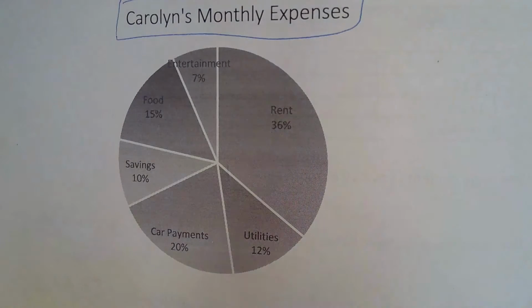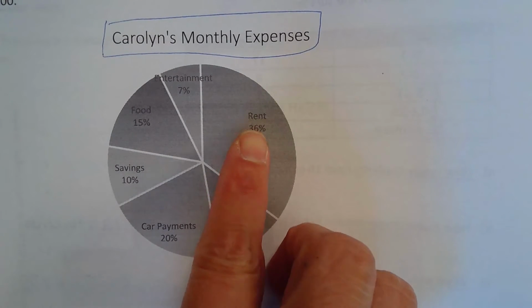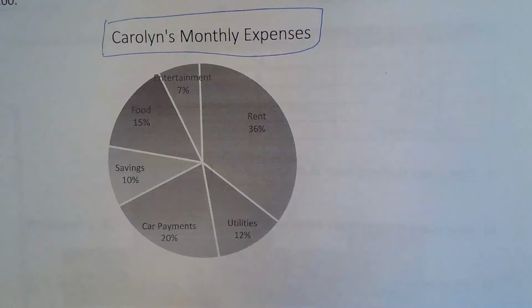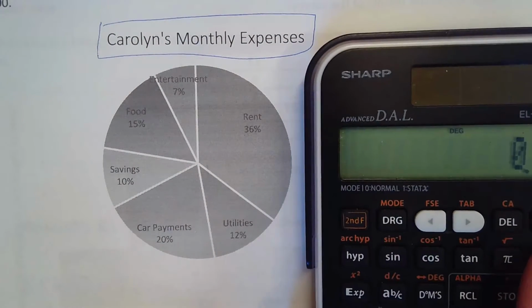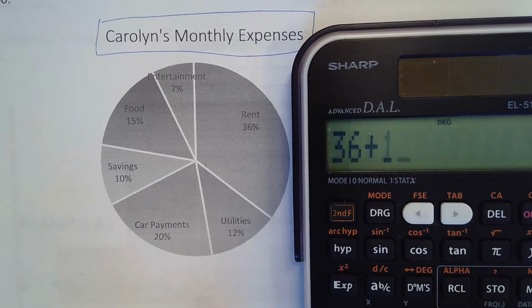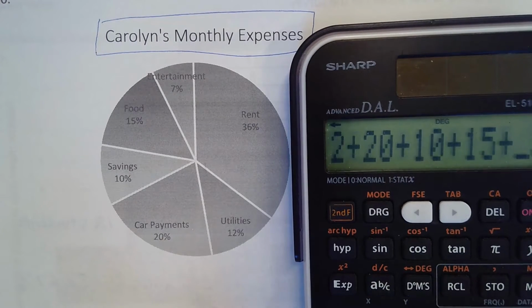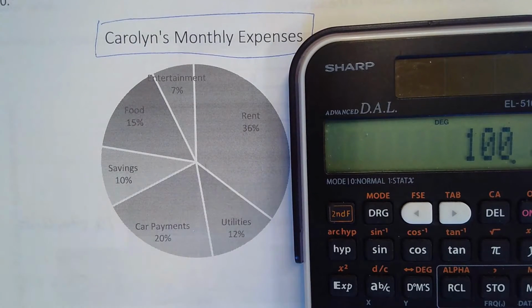Okay, so why don't we go ahead? We said it should add up to 100%. Why don't we add this all up and see if it does add up to 100%. It does? Okay, so 36 plus 12 plus 20 plus 10 plus 15 plus 7. It adds up to 100%.